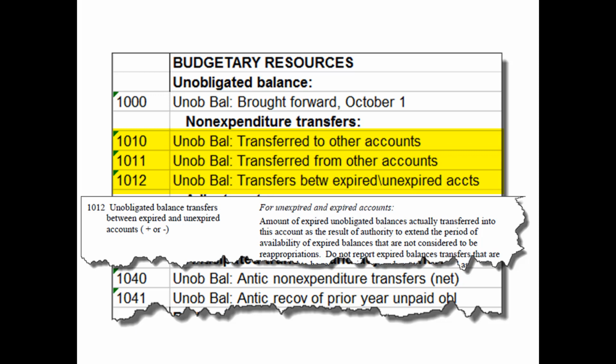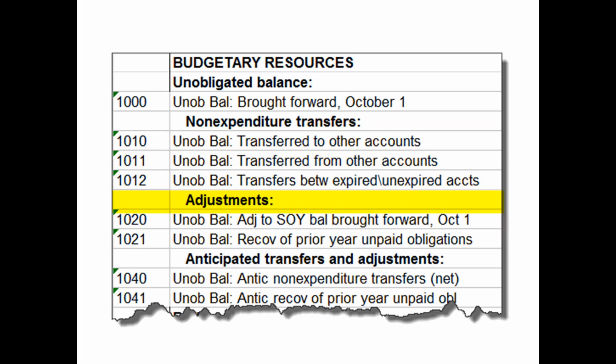The next section involves adjustments. Recall that line 1000 reflects unobligated balances brought forward. Amounts reported on this line should always agree with the final SF-133 for the previous year and should therefore never be adjusted after the year closes. So, what happens if an error is discovered after the year closes? That's what line 1020 is for.